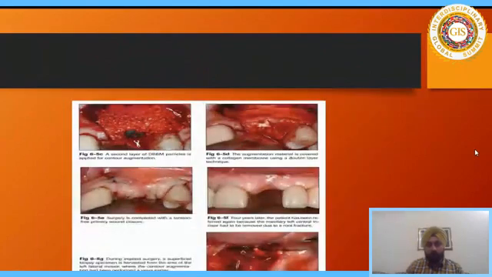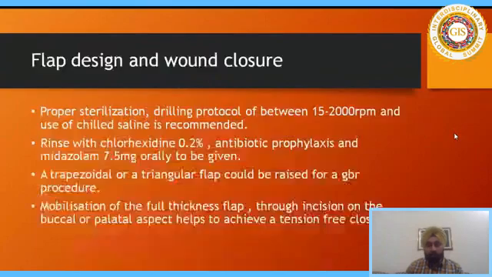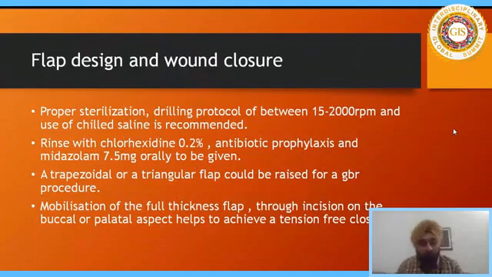Graft is placed and then membrane is placed and then suture. A flap design, very important, and wound closure also. The proper sterile drilling protocol of 1500 to 2000 RPM is a must, and use of chilled saline is recommended. Prior rinse of chlorhexidine 0.2%, antibiotic prophylaxis, and midazolam to calm the patient is given, 7.5 mg orally.